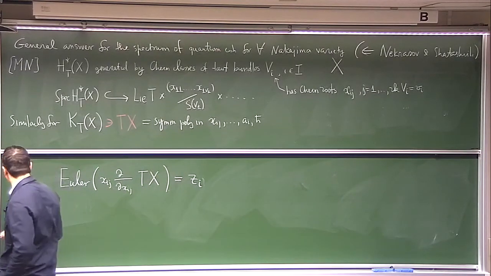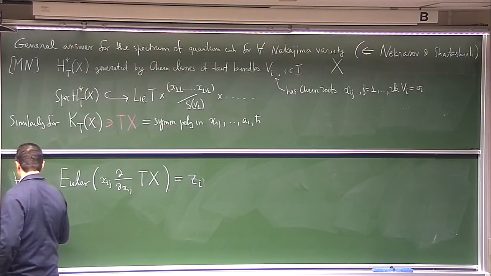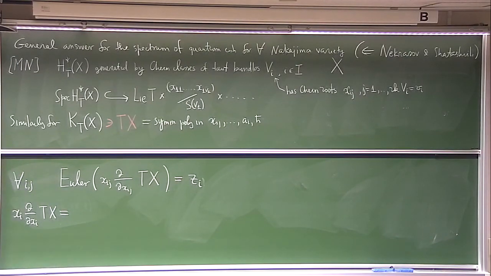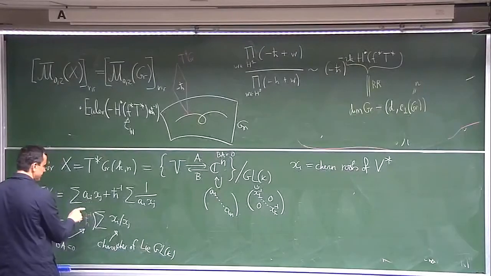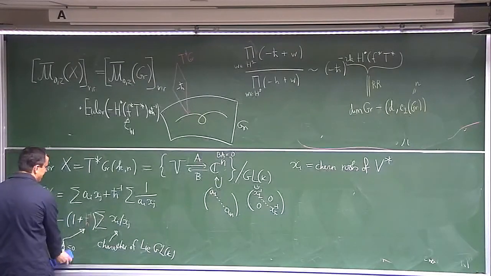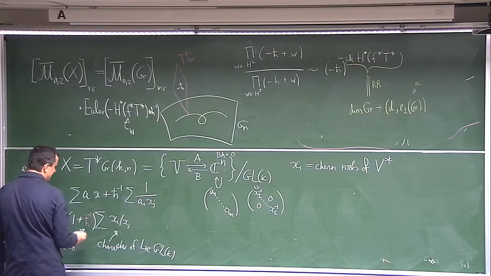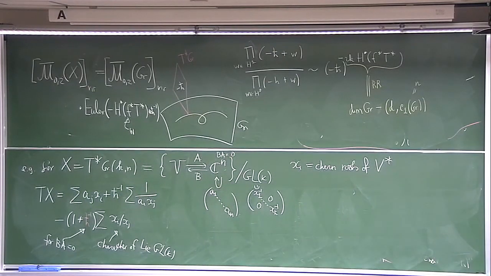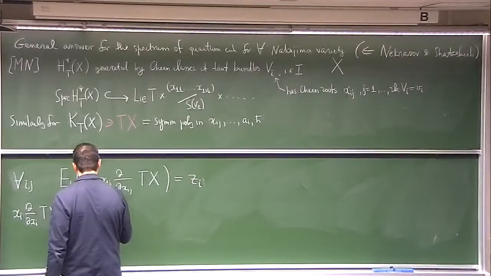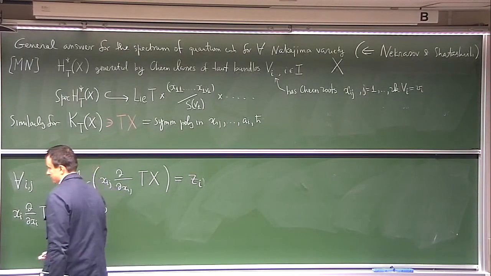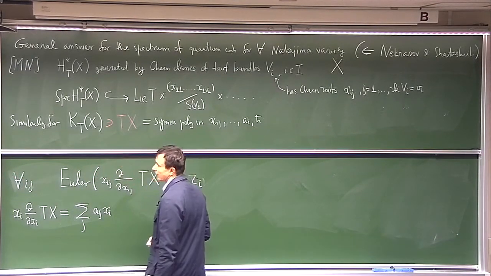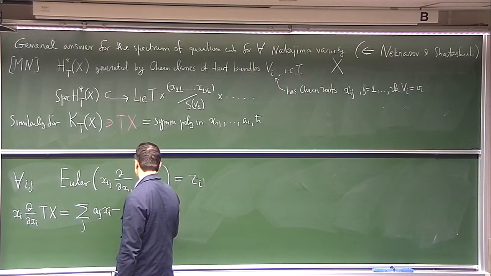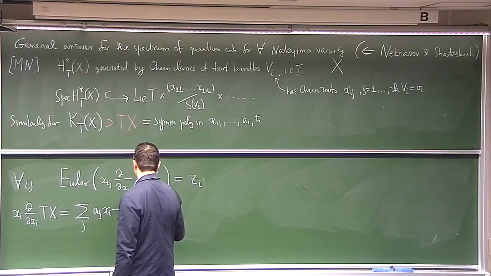Concretely, what is it going to be for Grassmannian? For Grassmannian, if I take xi d by dxi of my tangent bundle, well, I should have written j and i. So this would be summation over j of ai aj times xi minus, the other guy is going to go in the denominator, minus 1 over h bar aj xi.